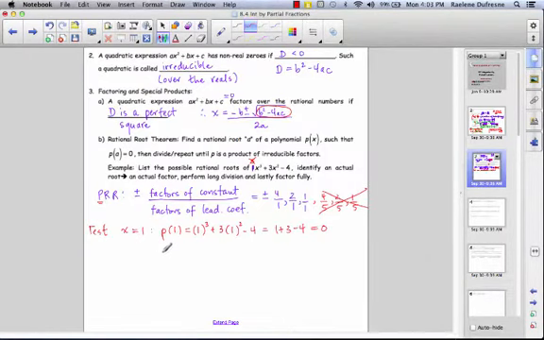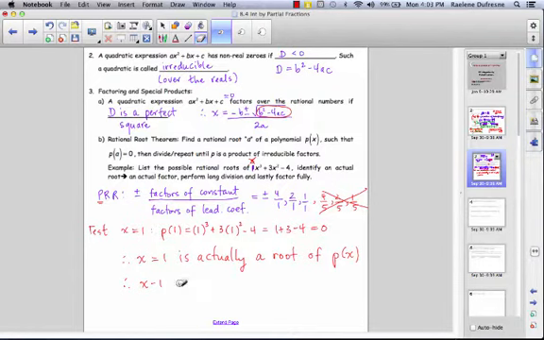And therefore, x equal to 1 is actually a root of the polynomial, not just a possible root. And as a result, x minus 1 equal to 0, so x minus 1 is a factor of p.